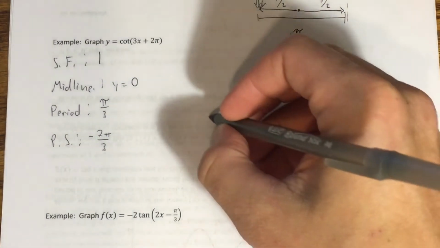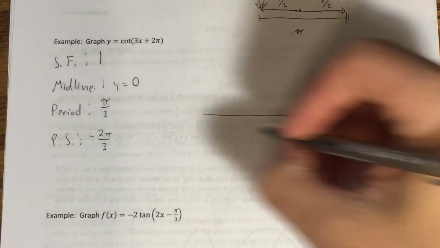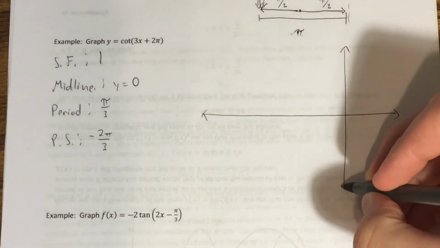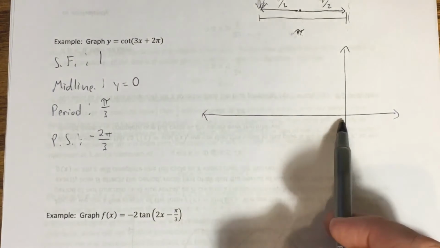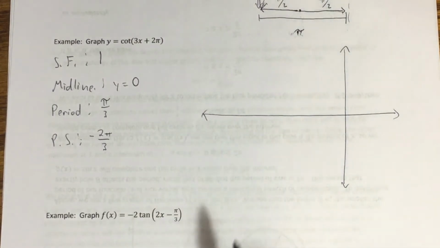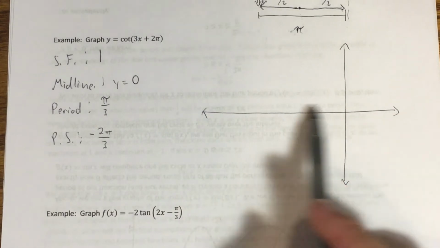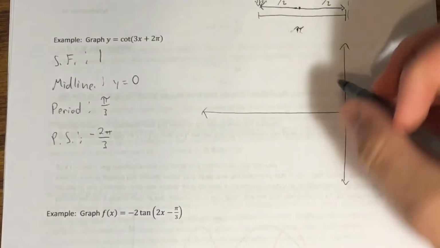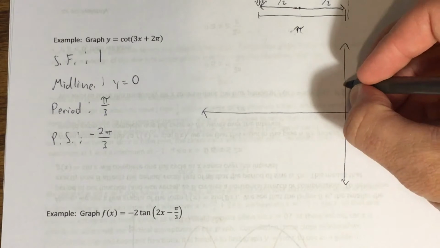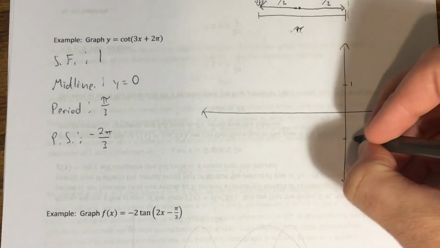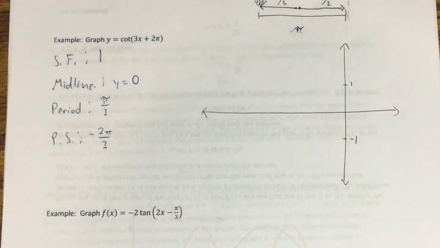You're going to notice in this one I just need the left side, or I need space on the left of my y-axis. Midline is y equals 0. That's the same thing as the x-axis. Stretch factor is 1, so we go up 1 and down 1 from the midline. Make some labels there. Phase shift and period.